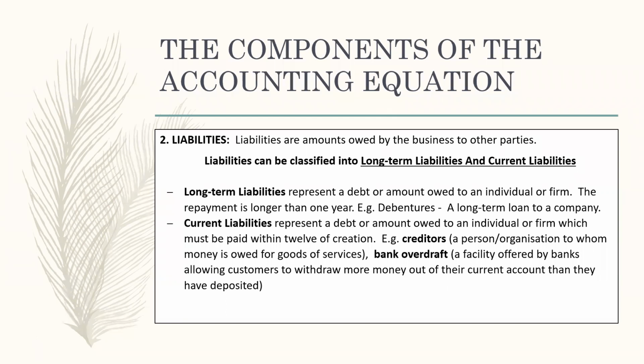So let's go through quickly and see what are long-term liabilities. They represent a debt or amount owed to an individual or firm. The repayment is no longer than 1 year. Oh, sorry. The repayment is longer. I said no longer. It is longer than 1 year. So long-term liabilities are for like over a year. It could be a year, 2 years, 3 years, 5 years, 10 years.